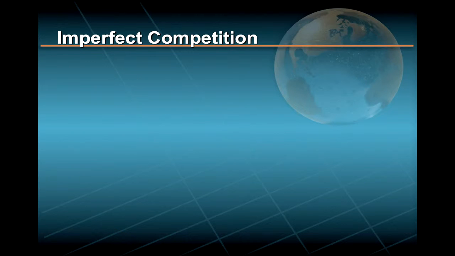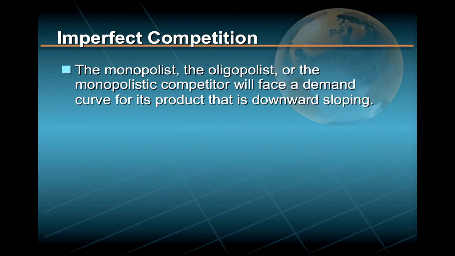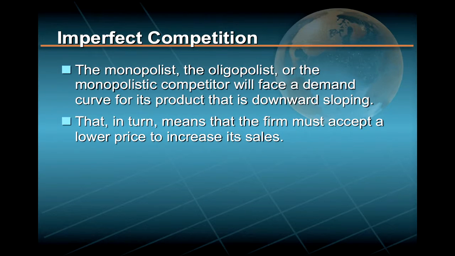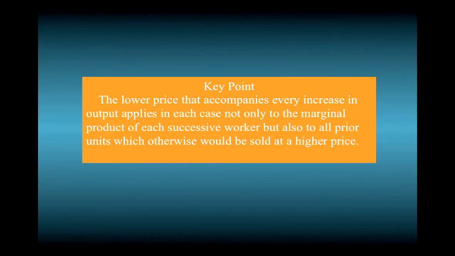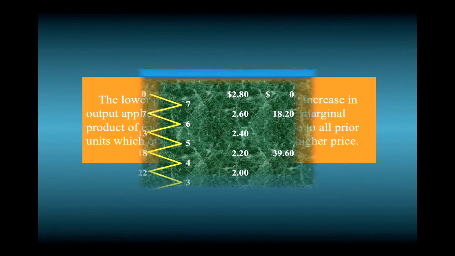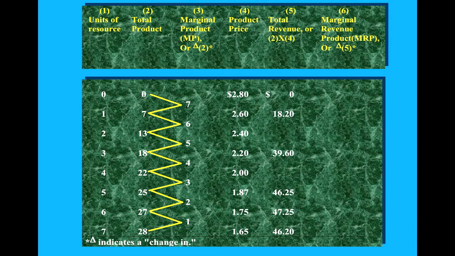In an imperfectly competitive market, the monopolist, the oligopolist, or the monopolistic competitor will face a demand curve for its product that is downward sloping. That, in turn, means that the firm must accept a lower price to increase its sales. The important point here is that the lower price that accompanies every increase in output applies in each case not only to the marginal product of each successive worker, but also to all prior units which otherwise would be sold at a higher price. We can illustrate what happens in this situation by slightly altering our previous table.